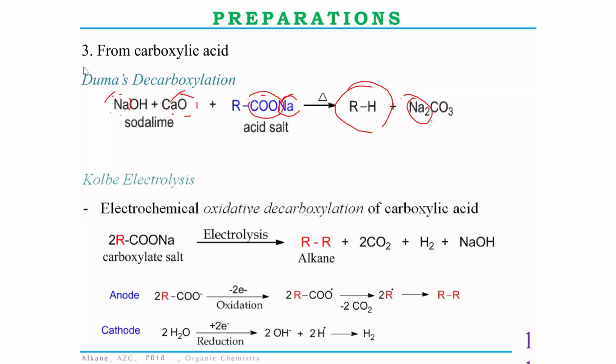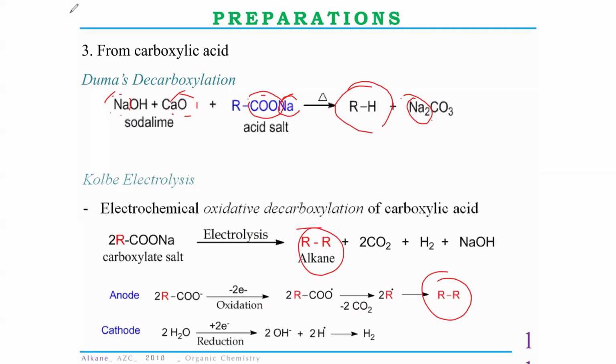So during the electrochemical oxidative decarboxylation of carboxylic acids, this is the carboxylate salt. During electrolysis, you are going to generate alkene, for example, at the anode and at the cathode. So what happened at the anode? At the anode, there is an oxidation. Oxidation generally takes place at the anode, while reduction takes place at the cathode. So at the anode, you generate your alkene.